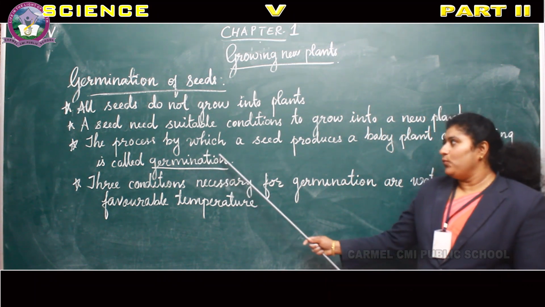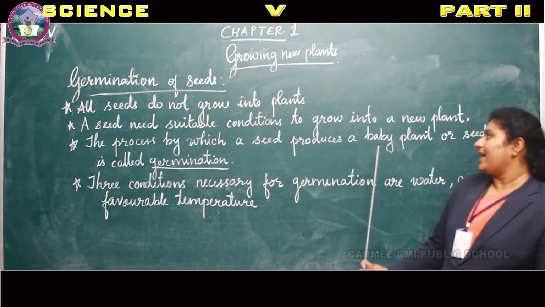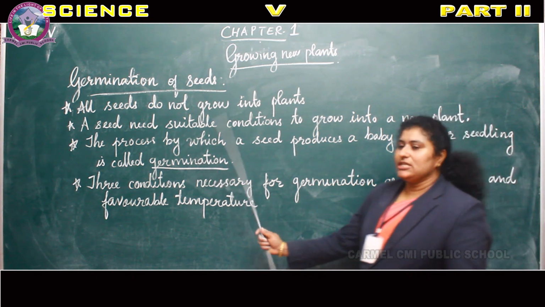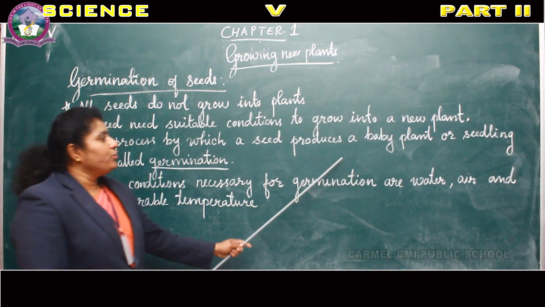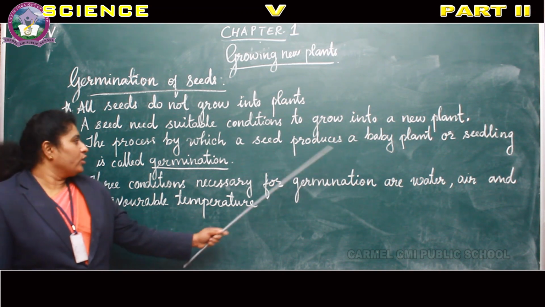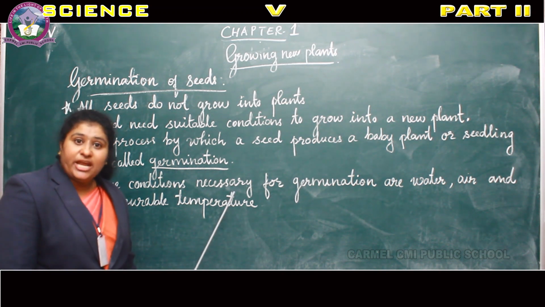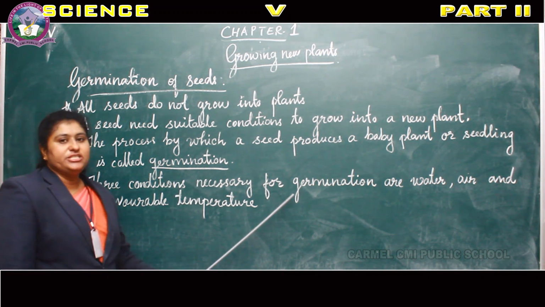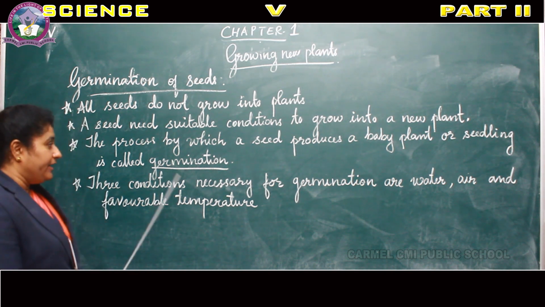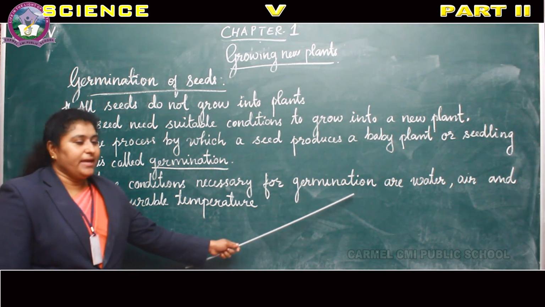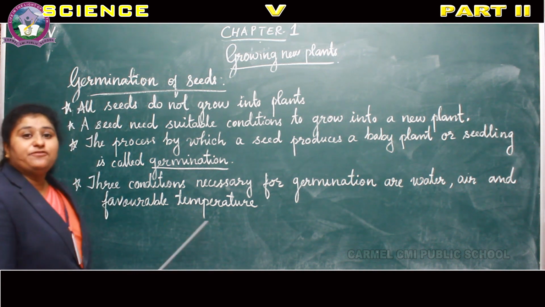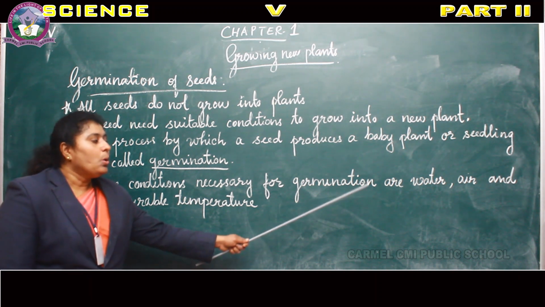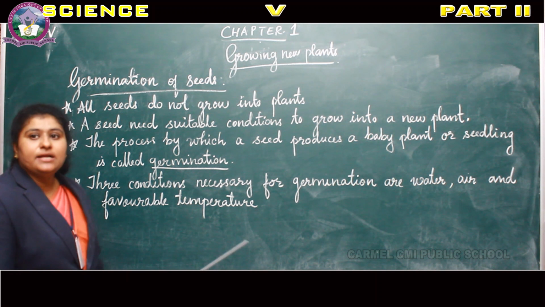The process by which a seed produces a baby plant or seedling is called germination. What is that? Germination. Three conditions are very important for germination. They are water, air and favorable temperature.